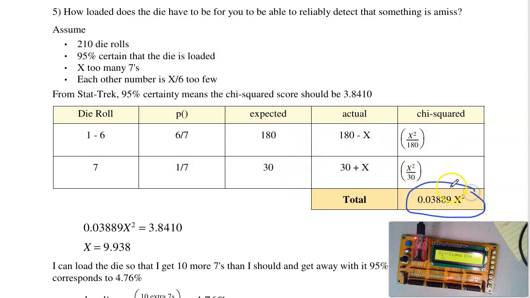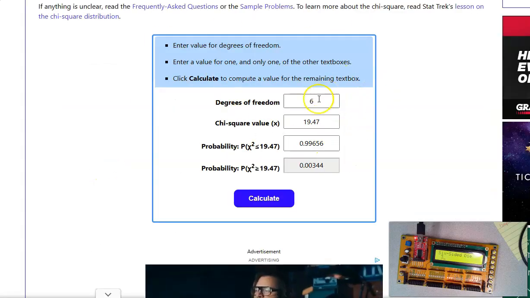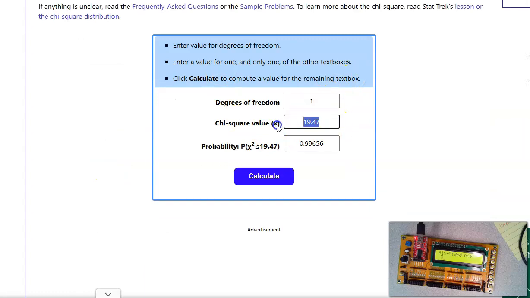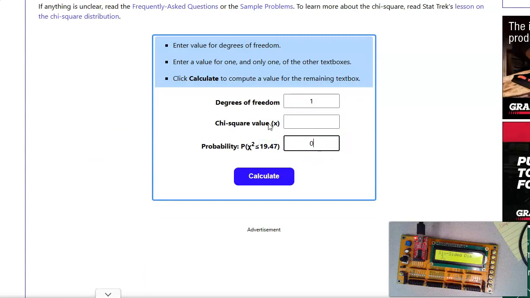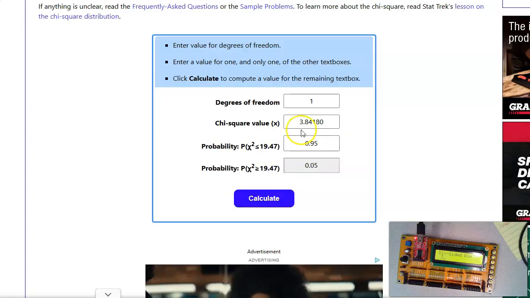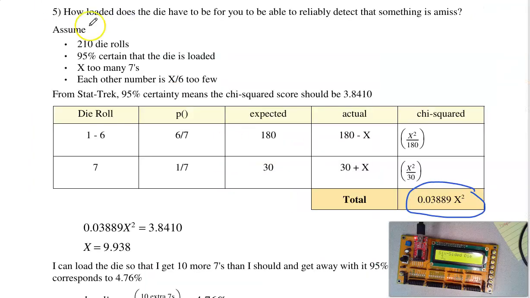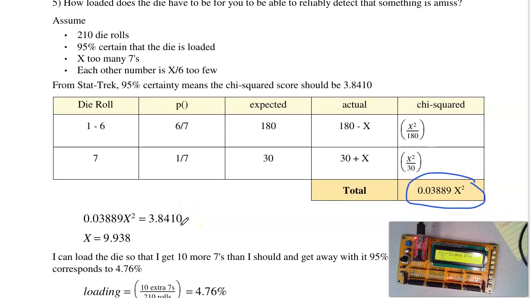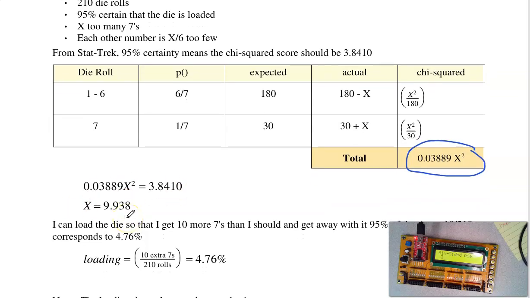That's the chi-squared value. From StatTrek, I've got 2 bins, meaning 1 degree of freedom. And with 1 degree of freedom, I want to be 95% certain that the die is loaded. I need a chi-squared value of 3.84. So this number is 3.84. I'm right on the edge of detecting it. And that works out to x is 9.9, basically 10. So we're going to have 10 too many 7s, which is 10 in 210. I can have about 4.7% loading and get away with it with a probability of 95%.